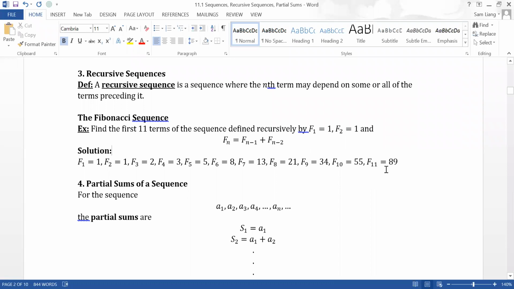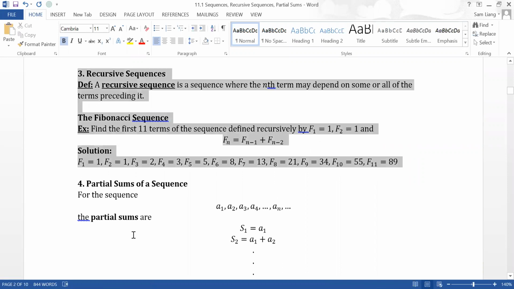Anyways, I'm gonna move on to the next topic, unless someone still needs this. Next part of the lesson is partial sums.